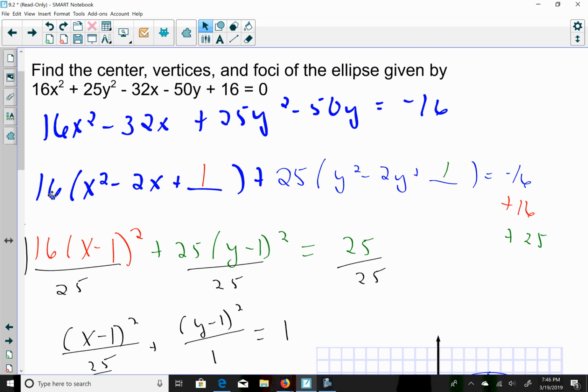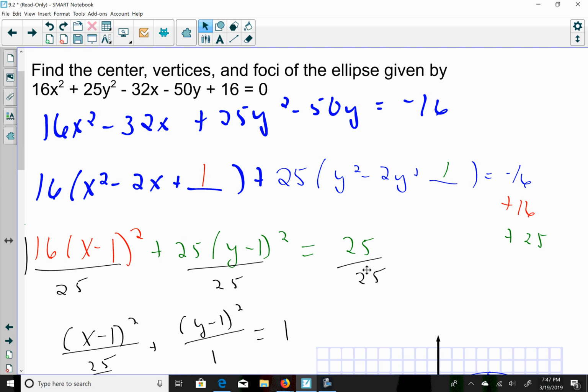Completed the square here, brought the 16 down. Half of 2 is 1. 1 squared is 1. 16 times 1 is 16. That's why I add 16 to this side. Here I took half of 2 and got 1. 25 and 1 squared is 1. 25 times 1 is 25. When I added these three numbers up, I end up with 25.